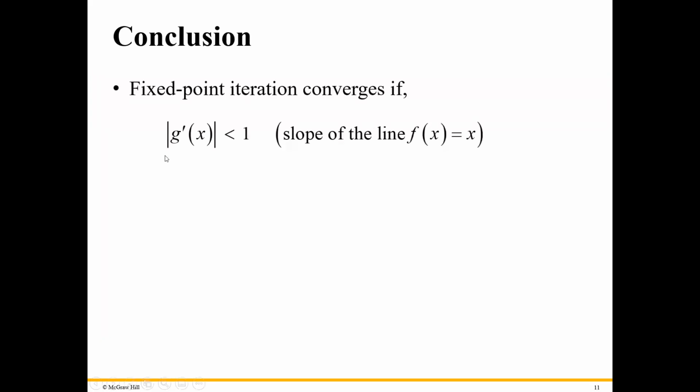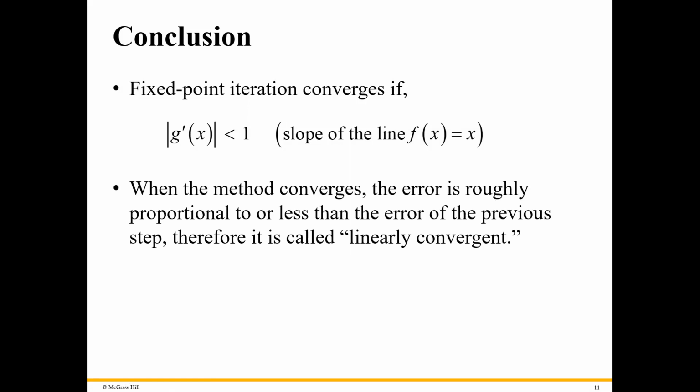Therefore, you can see from here that the absolute value of the derivative of this function g(x) should be less than 1. Only then will the solution converge. When the method converges, the error is roughly proportional to, or less than, the error of the previous step. Therefore, it is called linearly convergent.